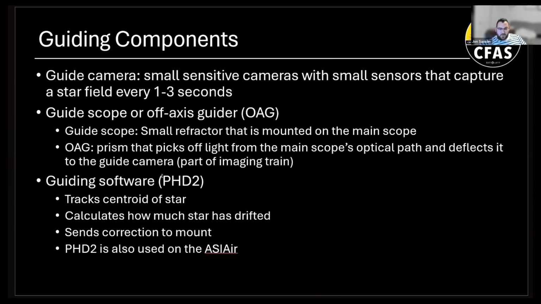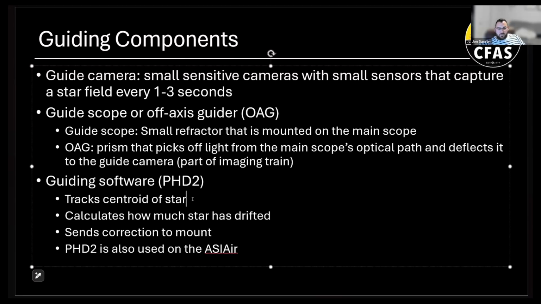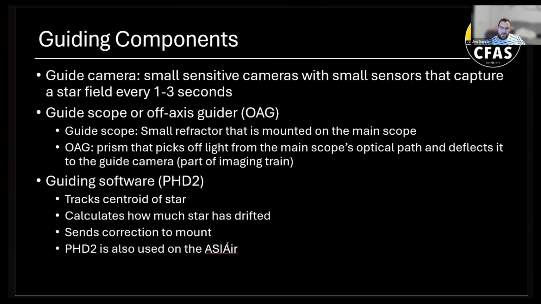I think the most common one is PHD2, which stands for Push Here Dummy version 2, because they really try to make it as easy as possible. What this is doing is tracking the centroid of a star, or in multiple cases, multiple stars, and it calculates how much that star drifts every second, every 2 seconds, and then it sends a correction to the mount to account for that drift. Or if you're using an ASIAIR, the ASIAIR has a guiding feature, and really what's under the hood of the ASIAIR guiding is PHD2.